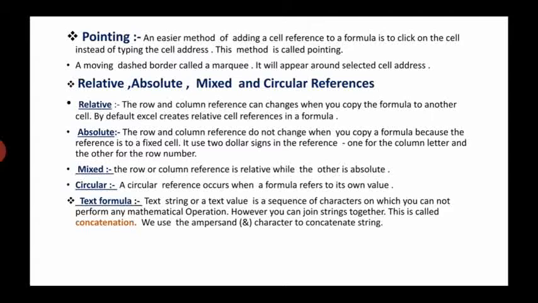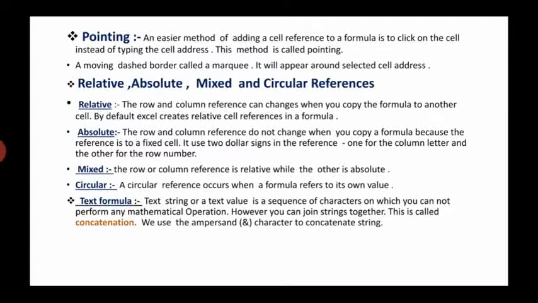Now the next one is absolute reference. The cell address does not change while dragging the mouse pointer. It is a fixed cell address in a formula. Now mixed reference. When you use a combined relative and absolute reference in a formula, that is called mixed reference. Now the last one is circular reference. When we make a formula in a particular cell and we use the same cell address in the formula, that is called circular reference.